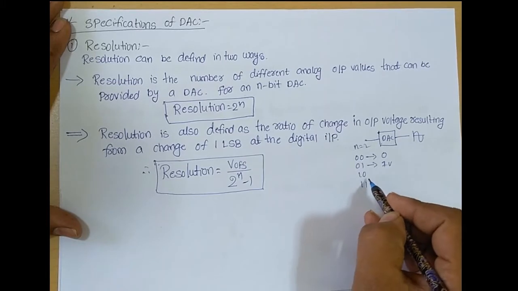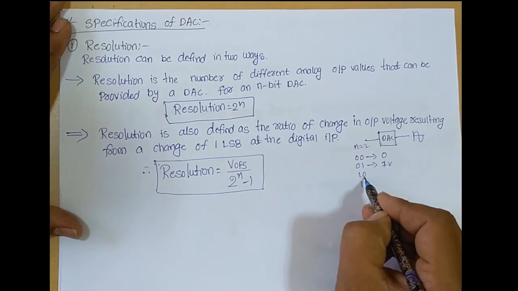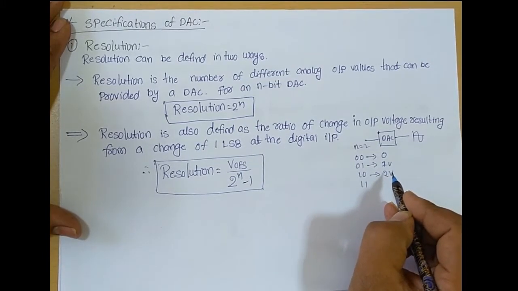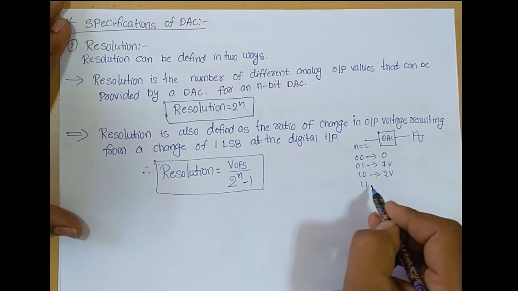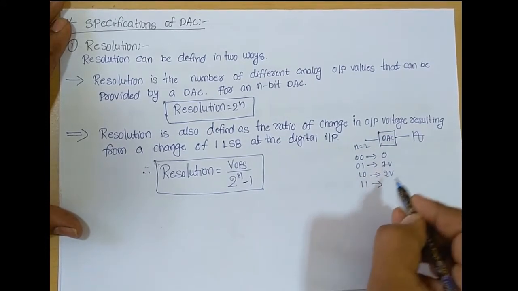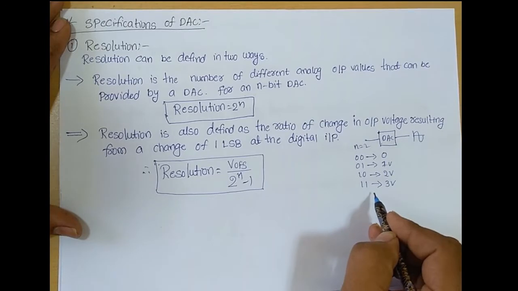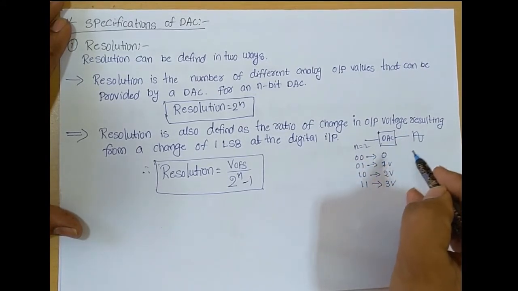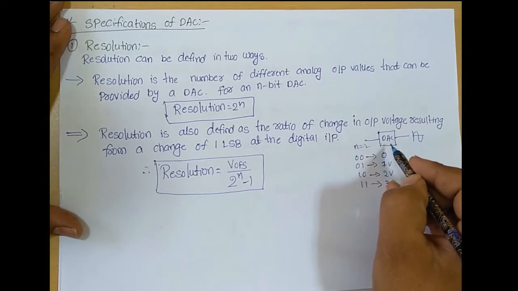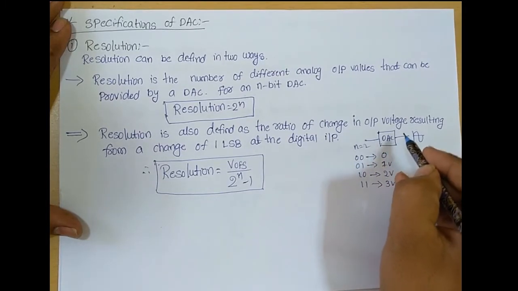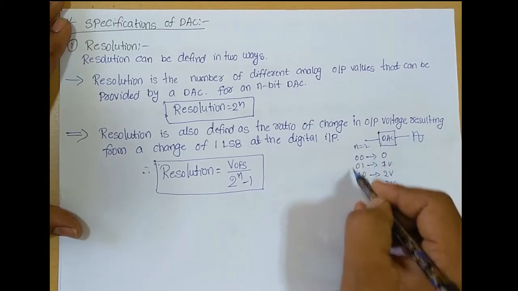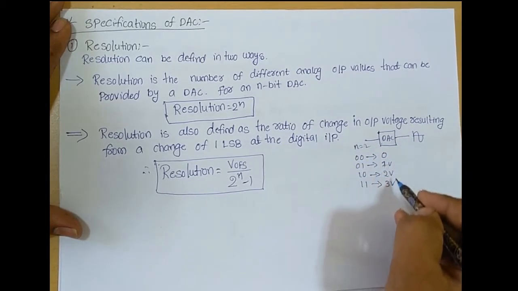If we give the input 1 0, then we get the output of 2 volts of analog signal. And similarly, if we give the input bits 1 1, then we get the analog output of 3 volts. We get these voltages by using the output voltage expression of the digital to analog converter, V0 equal to minus reference voltage of B1 into 2 power minus 1 plus B2 into 2 power minus 2. In this formula, we substitute these values, then we get these analog output voltages.